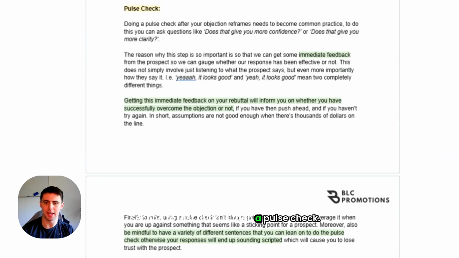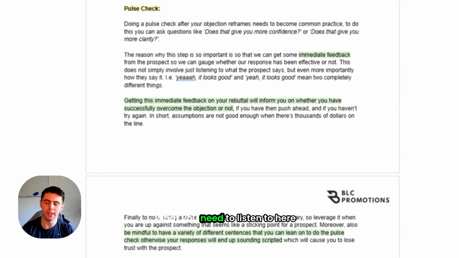Second to last thing is then a pulse check. This is quite simple. You just want to check in with the customer and see where they're at in terms of buying, if you've handled the objection, if they've still got concerns. So anything along the lines of, does that give you more confidence or does that clear things up? Anything like that will just give you immediate feedback on where the customer is and whether you actually handled that objection correctly or not.